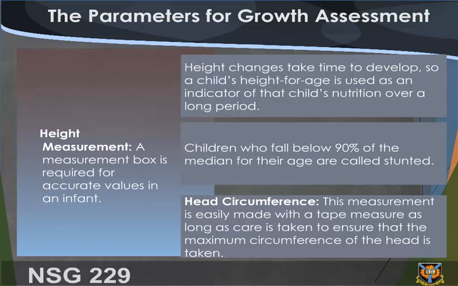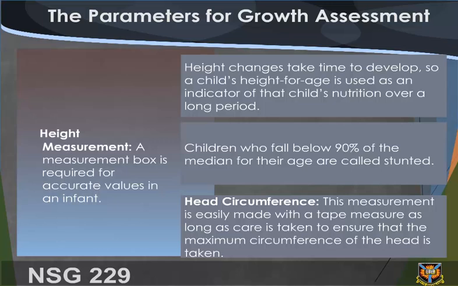Height measurement. A measurement box is required for accurate values in an infant. Height changes take time to develop, so a child's height for age is used as an indicator of that child's nutrition over a long period. Children who fall below 90% of the median for their age are called stunted.